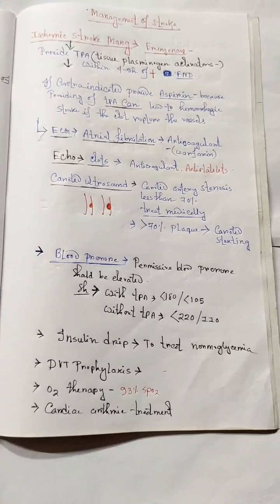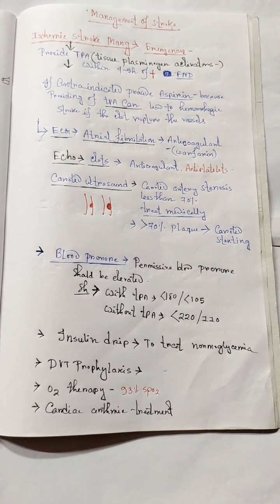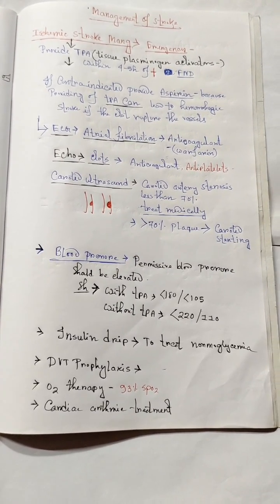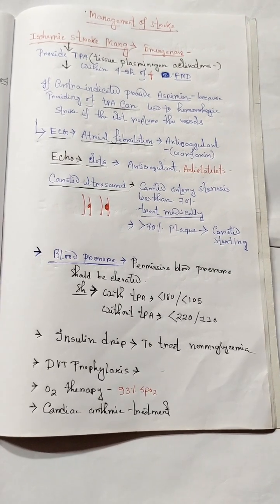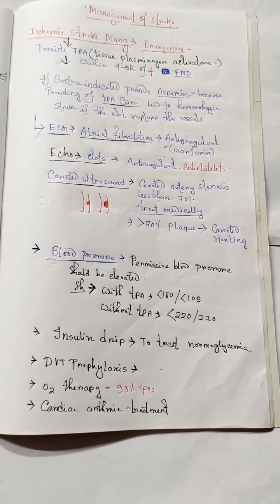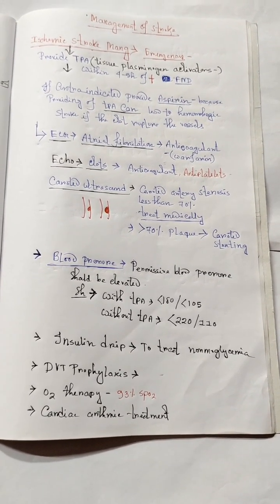Now let's move on to the most important part, that is the treatment of the CVA. When we study the management, we will divide the management into two types. First of all, there will be a separate management of the ischemic stroke, and also there will be a management of hemorrhagic stroke.